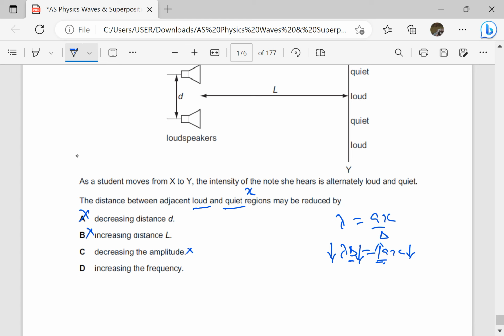Decreasing the amplitude, that one only affects intensity. Increase the frequency. Frequency is inversely proportional to wavelength. Make frequency larger, reduce the wavelength. And when the wavelength is reduced, X is reduced. So the answer is going to be D.